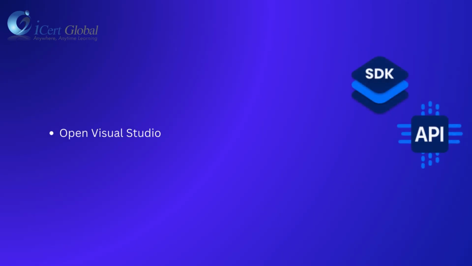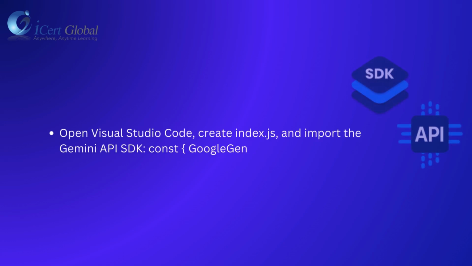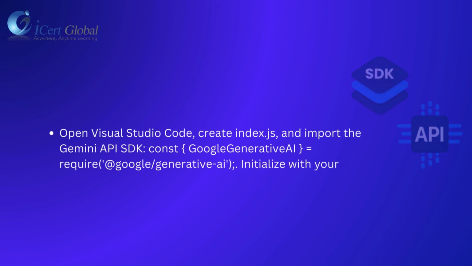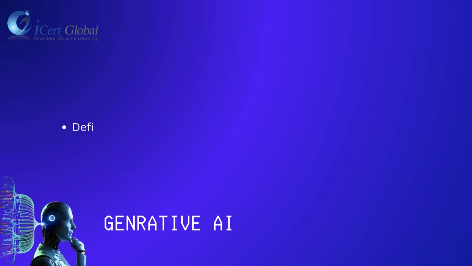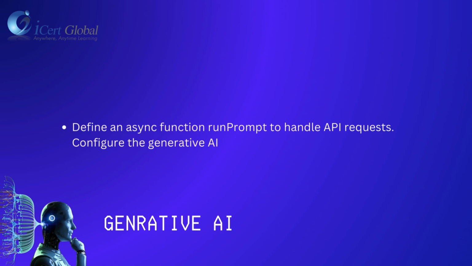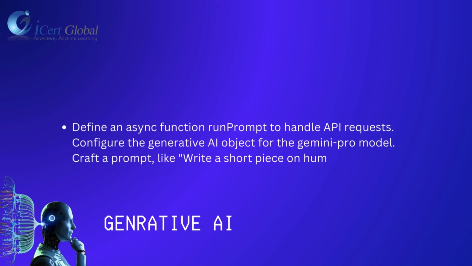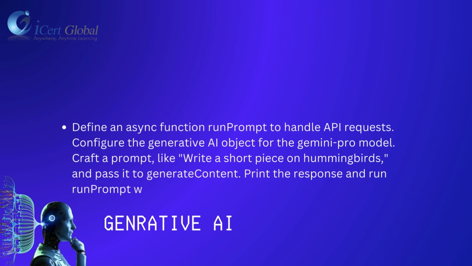Install the Node.js client library with npm install @google/generative-ai. Open Visual Studio Code, create index.js, and import the Gemini API SDK. const GoogleGenerativeAI = require Google generative-ai. Initialize with your API key: const googleGenAI = new GoogleGenerativeAI, your API key. Define an async function runPrompt to handle API requests. Configure the generative AI object for the Gemini Pro model. Craft a prompt like, write a short piece on hummingbirds, and pass it to generateContent. Print the response and run the prompt with node index.js.